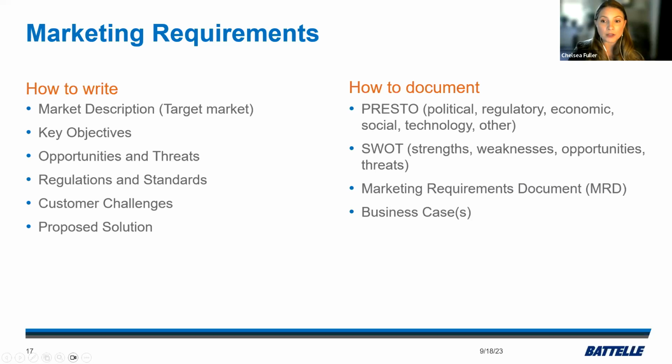So one of the Presto documents that's listed on the right here is another document that I encourage you to generate. These are ones that I touch pretty much annually, sometimes every 6 months. It really depends on what's happening, but it allows you to look at the political, the regulatory, the economic, the social, the technology, and then the O is for other landscape that your product or your business is in.